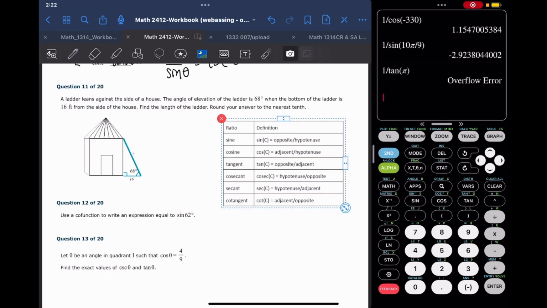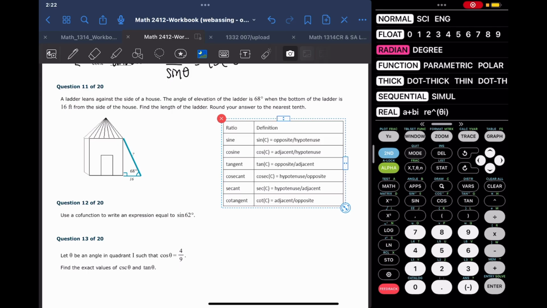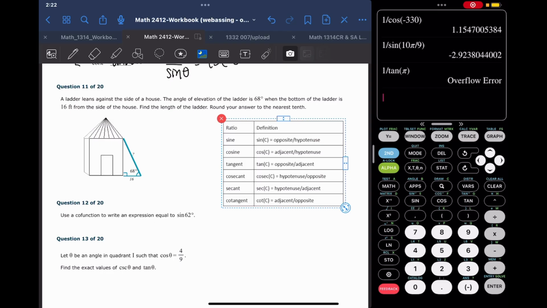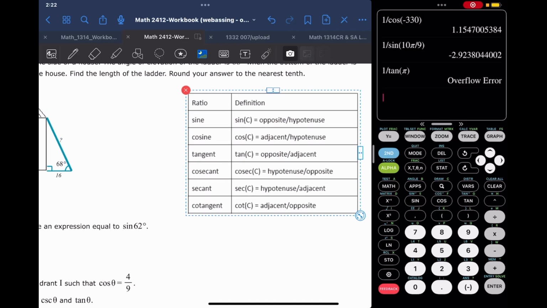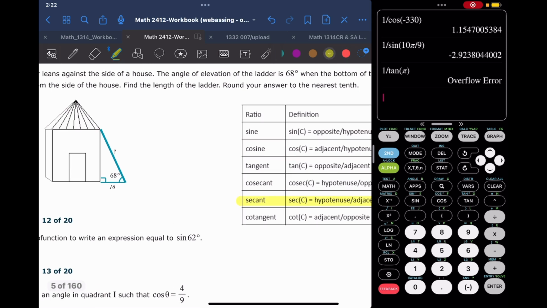Okay, so for number 11, a ladder leans against the side of a house. The angle of elevation is 68 degrees, where the bottom of the ladder is 16 feet from the house. Find the length of the ladder. So all you need to do here, again, we need to check the mode. We need to be in degree. You've got to decide which trig identity you're going to use. I'm going to use the secant, and let's talk about why we're using secant.